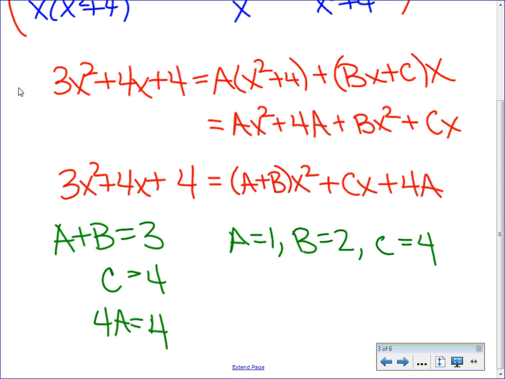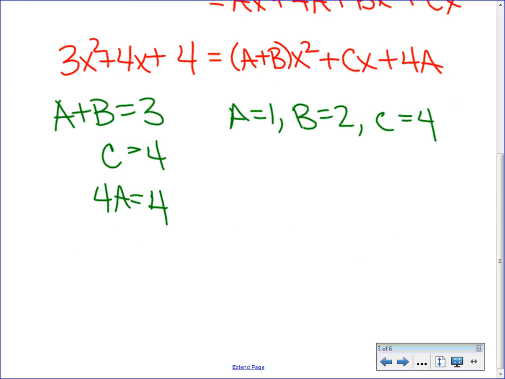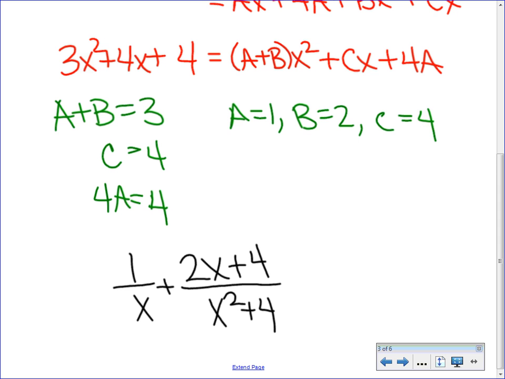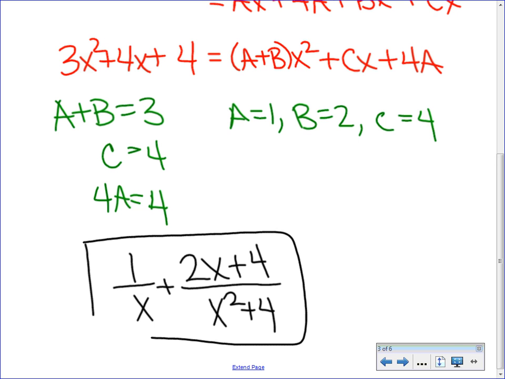So now that we have a, b, and c, we can write our decomposition. We had a over x plus bx plus c over x squared plus 4. There's our decomposition. If I make a common denominator, multiply the first one by x squared plus 4 over x squared plus 4, and multiply the second one by x over x, we're going to get back to what we originally started with.